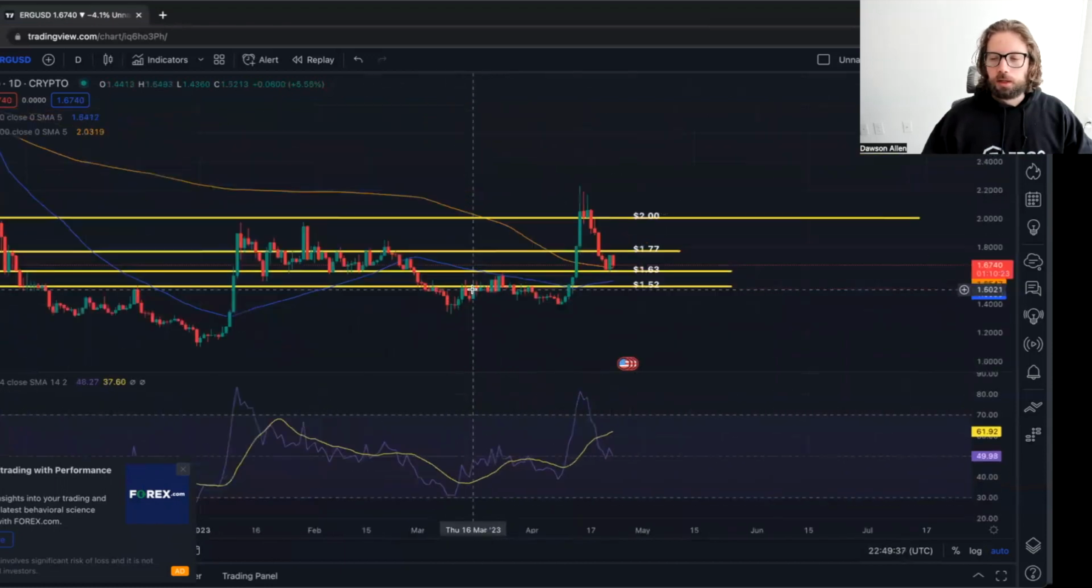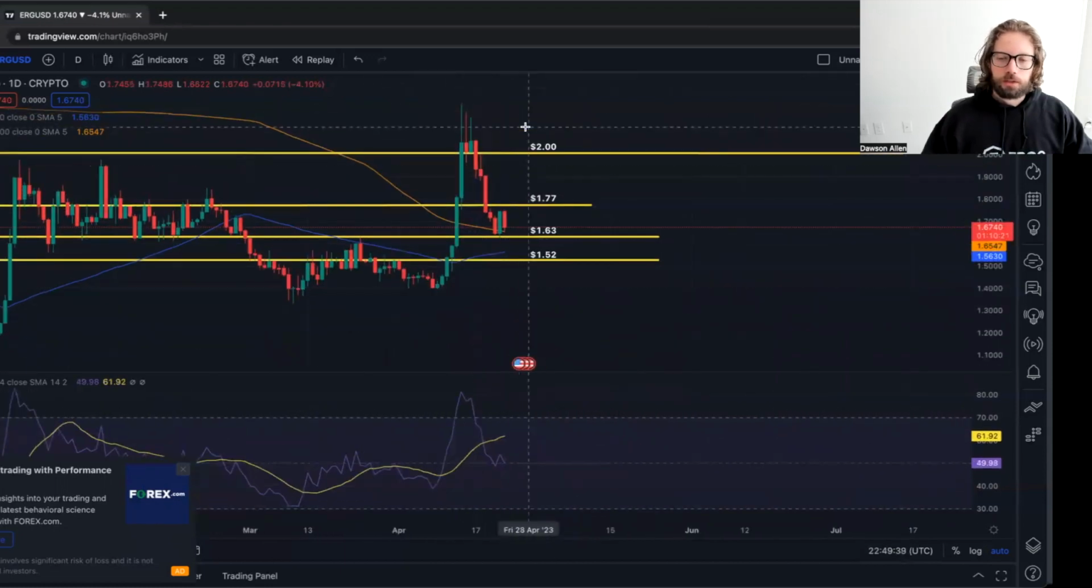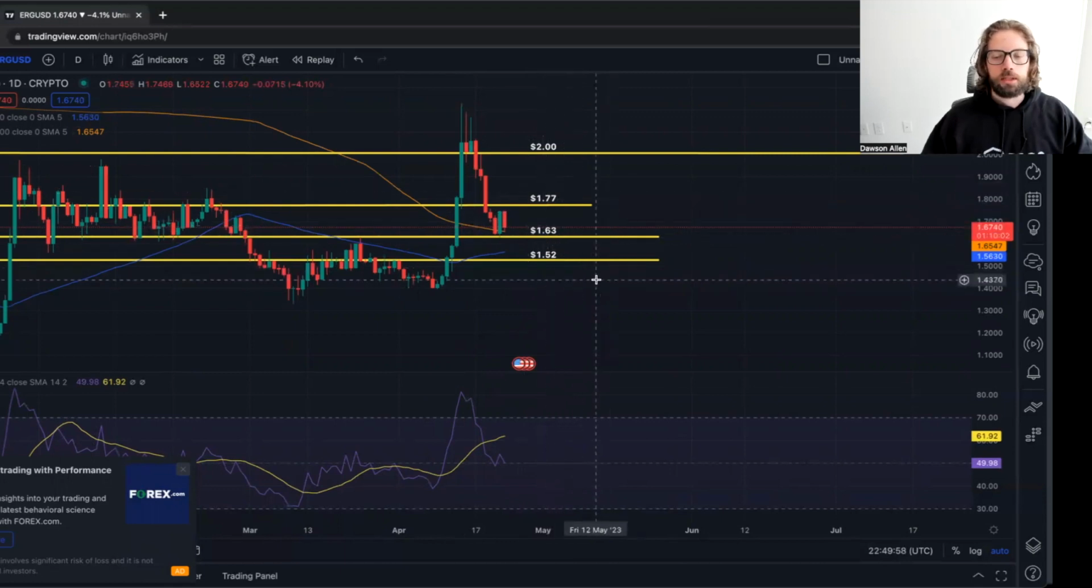But these are my current levels: $1.77, $1.63. $2 would be on the upside. But I think we'll probably sit between this channel for the next week. And then in our next video, hopefully the 200, the 50, and this $1.63 level have merged, with Ergo using it as support. Then hopefully we can analyze and see, is it going to break upwards and keep it as support, or will it break downwards and flip it over to resistance?